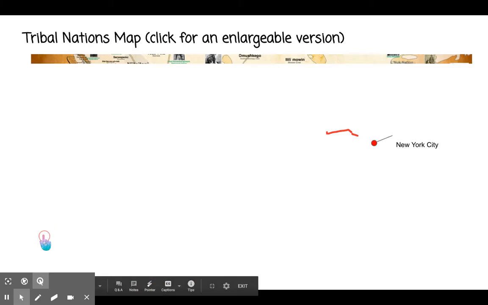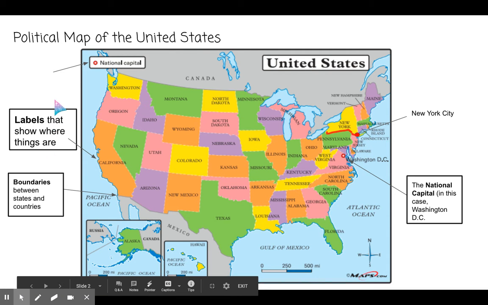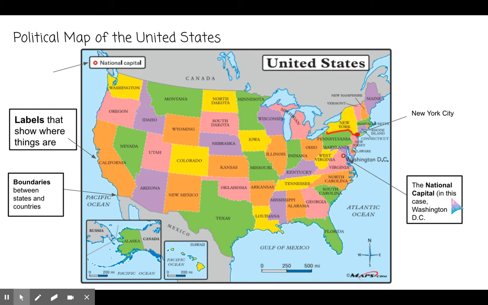Another important part of a political map are capitals. Sometimes a political map will show the national capital. In this case, Washington, D.C. is the national capital of the United States. They may also show important cities like New York City, where we live. Now let's look at another map.